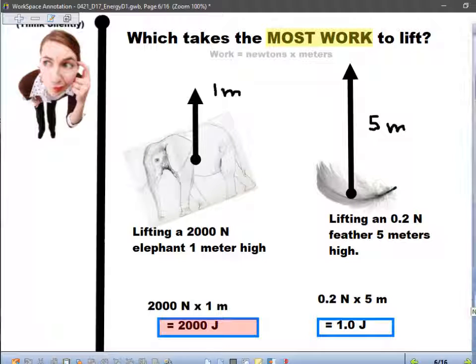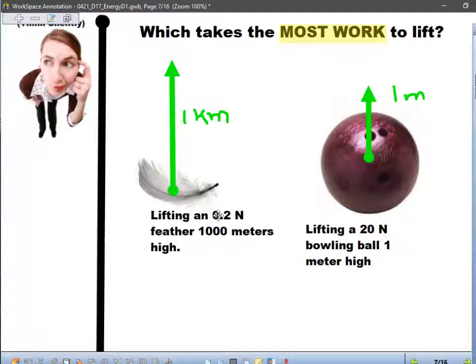Let's try a little bit different one. Okay, here I have a feather and a bowling ball, but this time we're going to lift a 0.2 Newton feather 1,000 meters high, and this bowling ball, it's a 20 Newton bowling ball, it's heavier, but we're only going to lift it 1 meter. All right, which of these two takes the most work to lift?